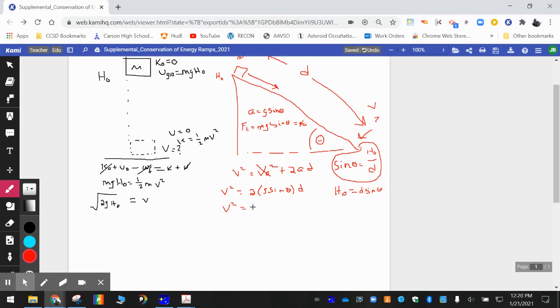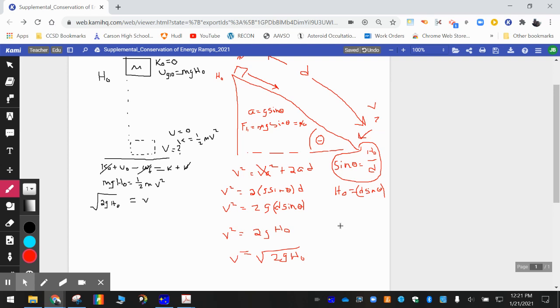Now, let's rearrange this equation here a little bit. Let's scroll down a little bit. This is going to be 2, now this is going to be G, and this is going to be D sine of theta. All right, now, so here's D sine of theta. Here's also D sine of theta, but that equals HO, the height. So we have here V squared is equal to 2G HO. And voila, V is equal to the square root of 2GHO. So you can solve all ramp problems using the conservation of energy instead of kinematic equations. So this answer here is the same as this answer over here.